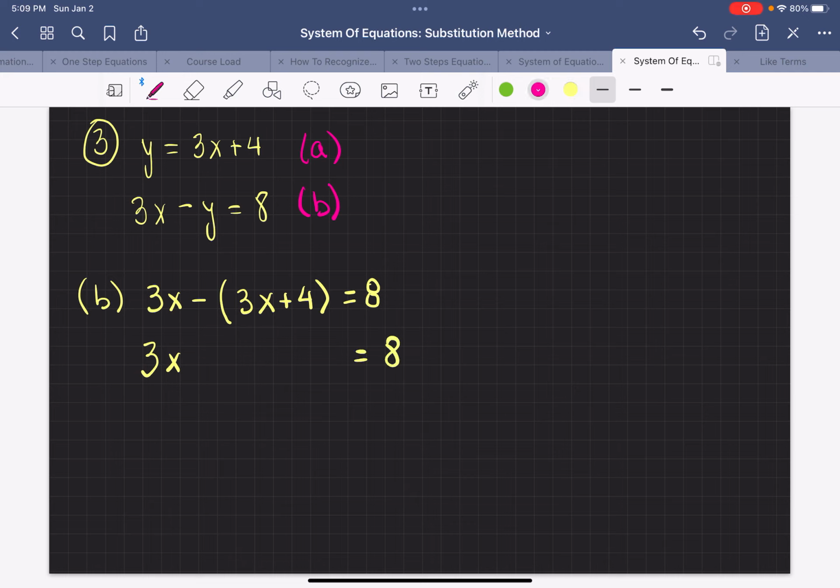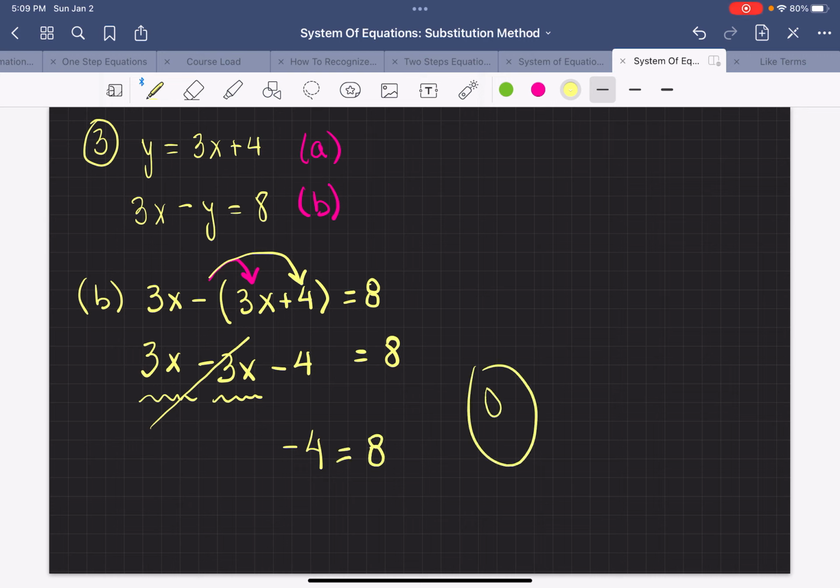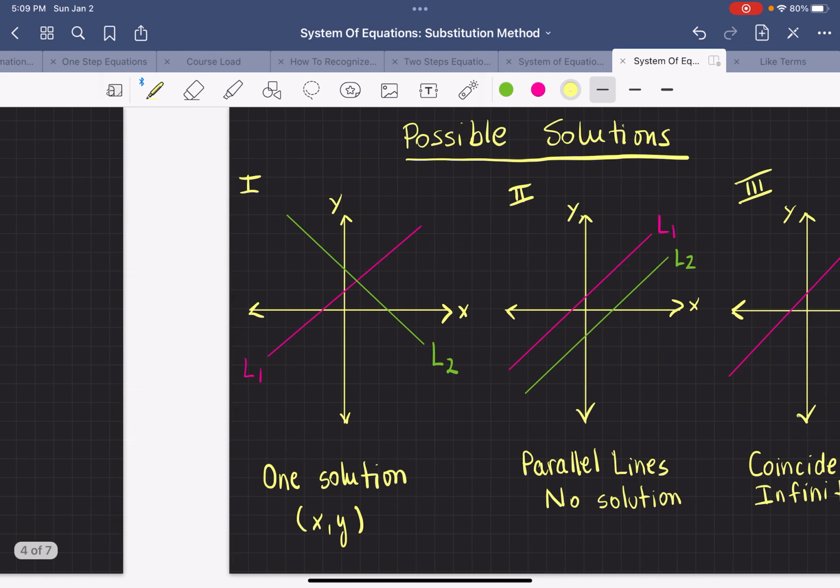And now I will start with the distributive property. Negative 1 times 3x will be negative 3x. Then negative 1 times 4 would be negative 4. I do see like terms here: 3x and negative 3x. And 3x minus 3x is 0. That cancels, so all I have left is negative 4 equals 8. So what happened here? I wasn't able to find my x or my y, right? What happened here? Let me show you on the next screen.